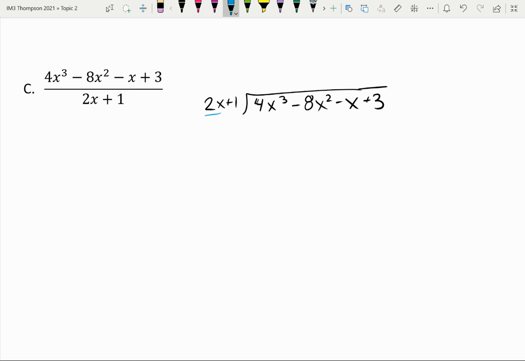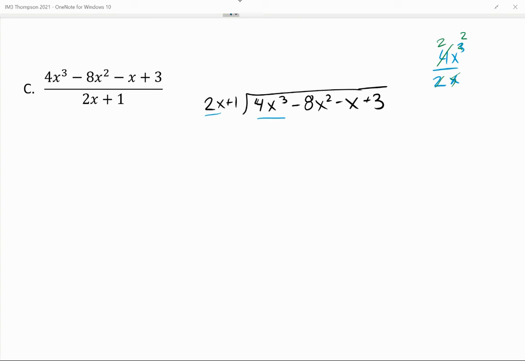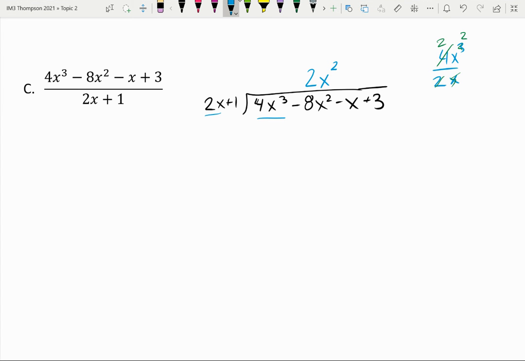Okay, so we start 2x into 4x cubed. Example C is a little bit different because instead of having just x plus or minus number, I have 2x plus a number. So just another extra thing to be aware of. I'm dividing. That's 4x cubed divided by 2x. Some of you guys can do this in your head really easily. And some people need a little more time. 4 divided by 2. Let's see, that goes in twice. And one of these x's will cancel with one of these x, and I get 2x squared. So 2x goes into 4x cubed, 2x squared times.